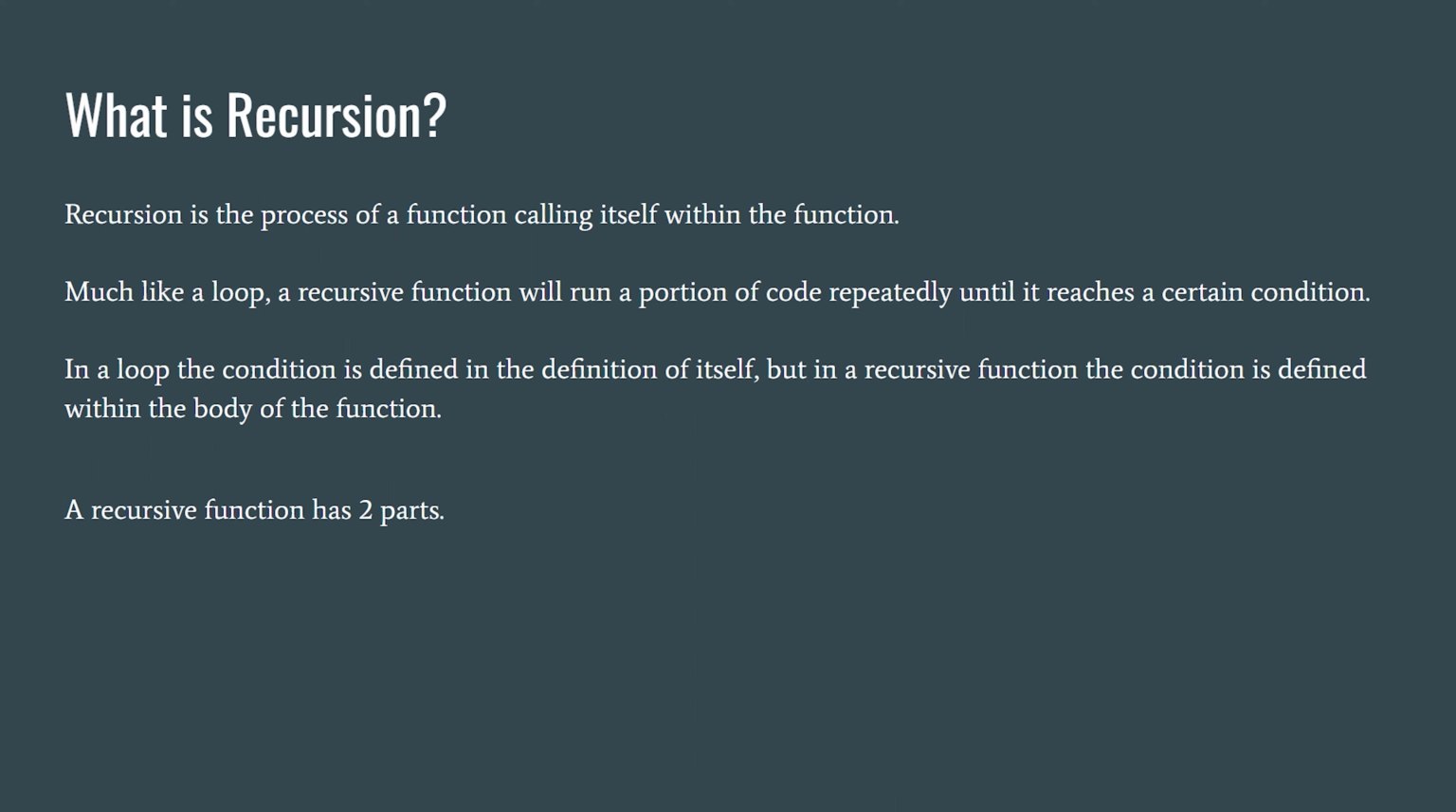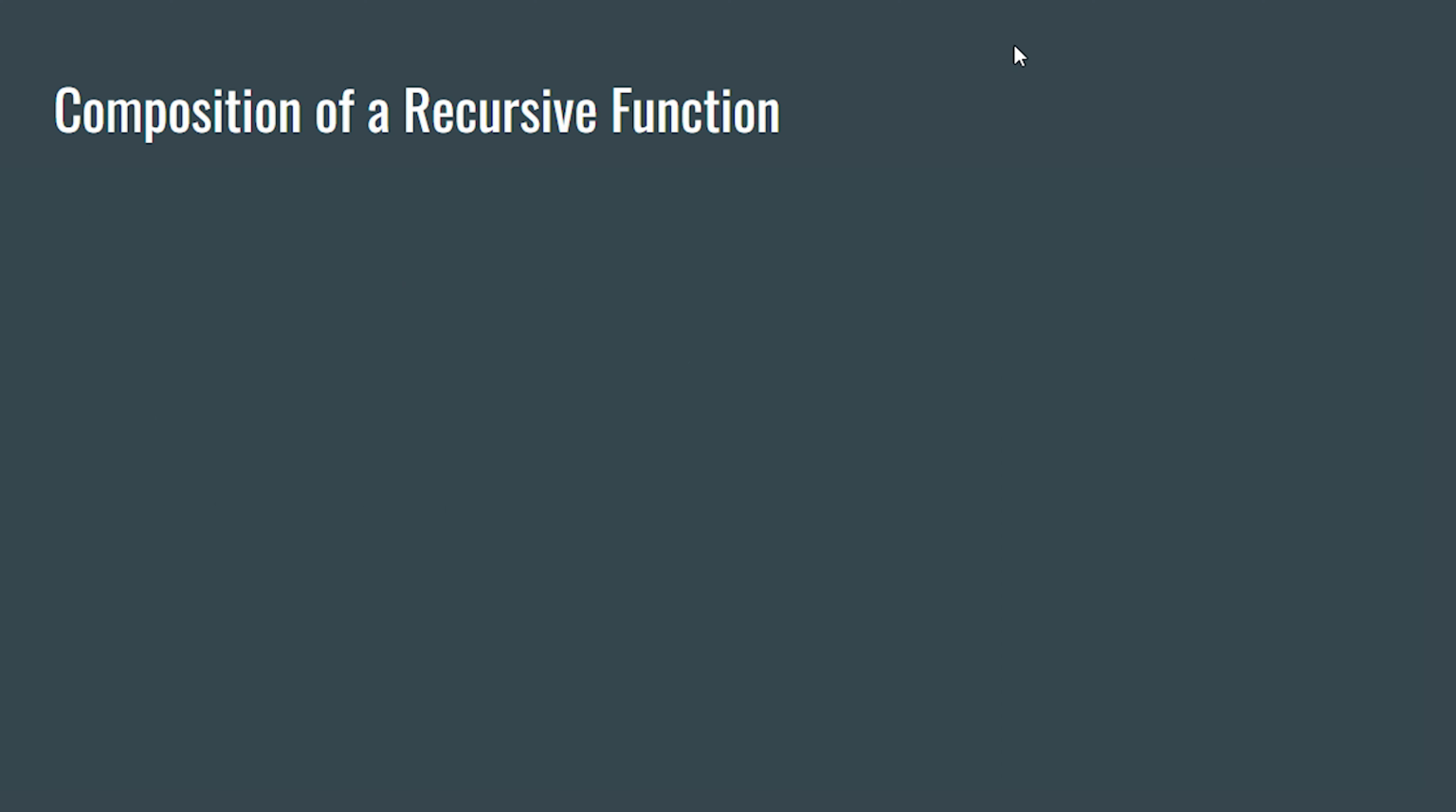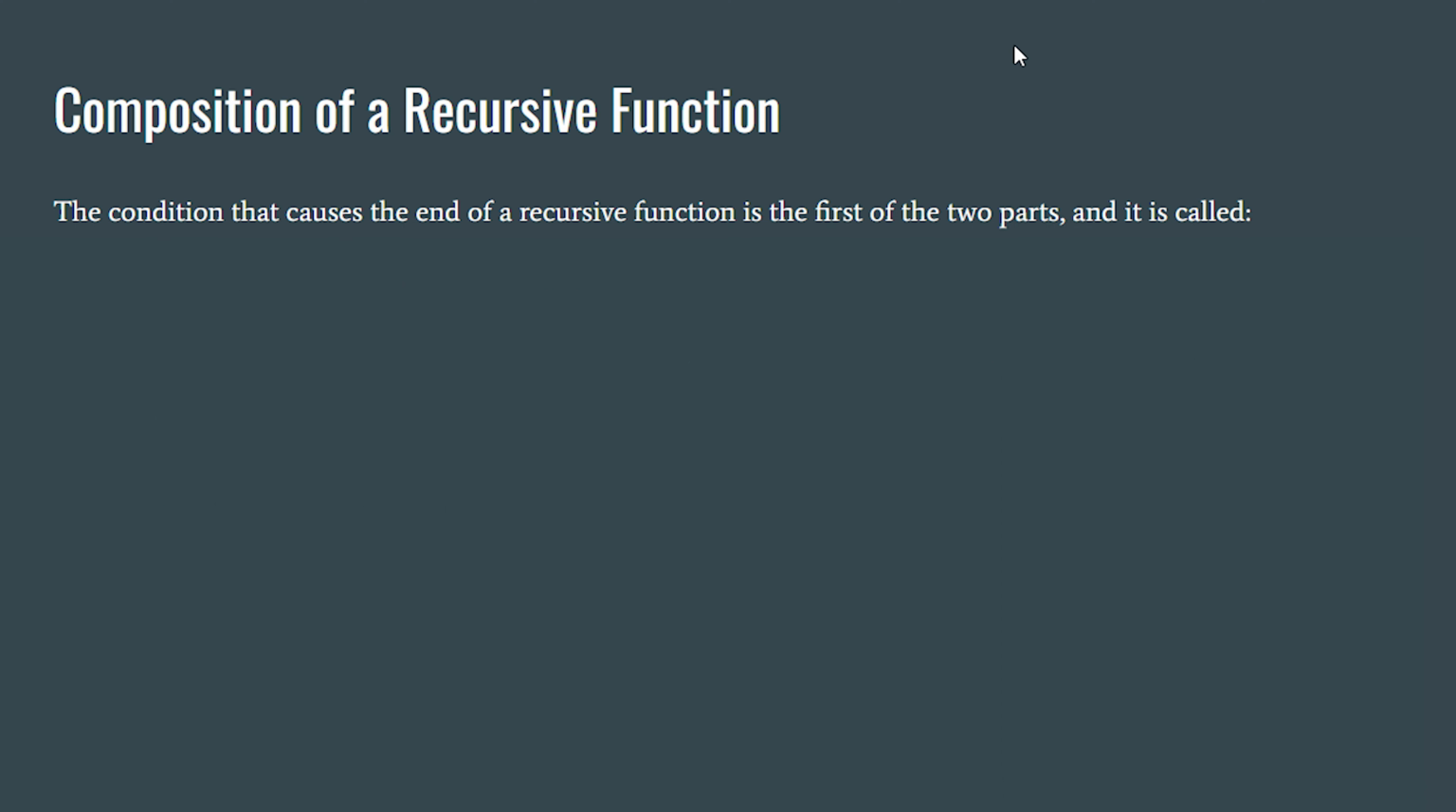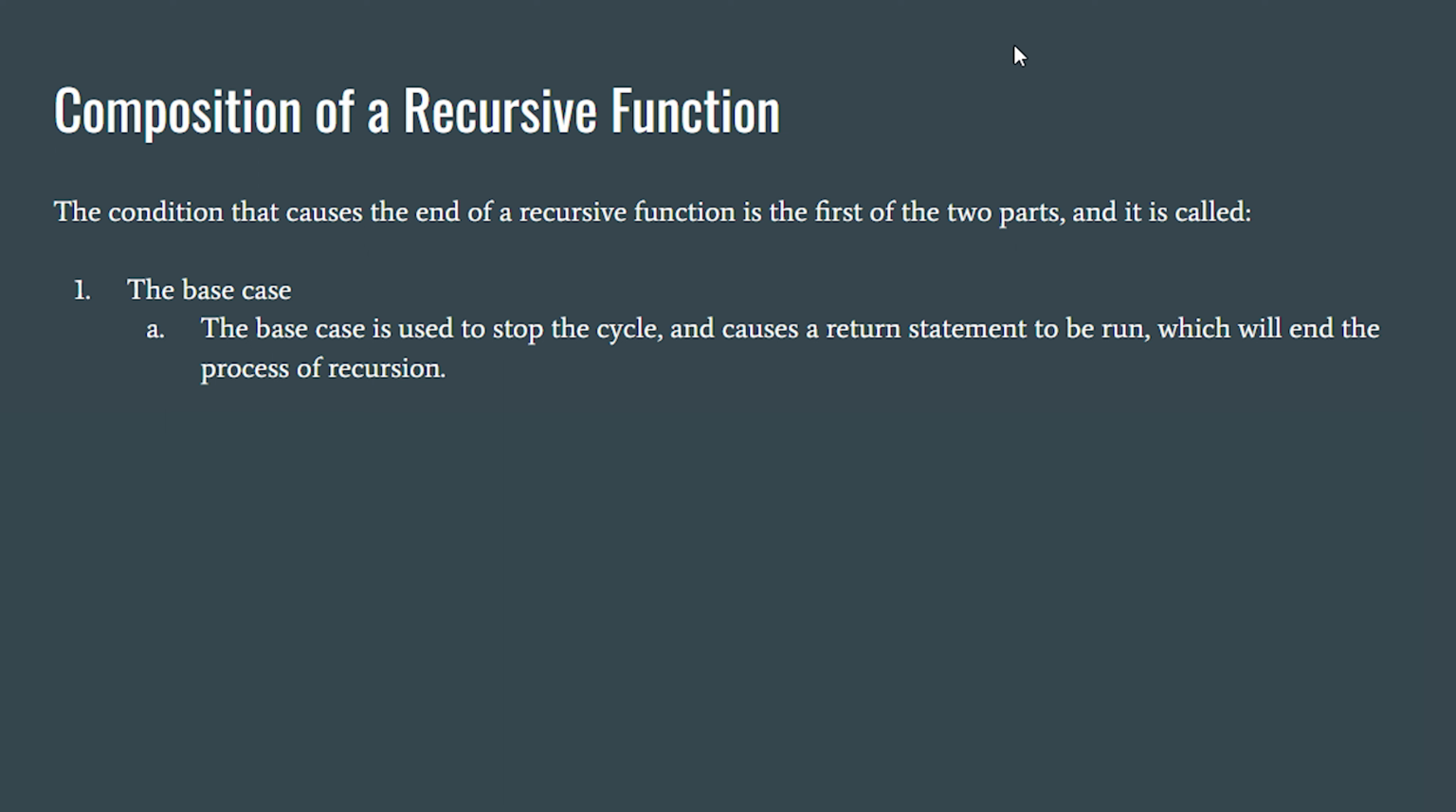A recursive function has two parts. The composition of a recursive function. The condition that causes the end of a recursive function is the first of the two parts, and it is called the base case. The base case is used to stop the cycle and causes a return statement to be run, which will end the process of recursion.